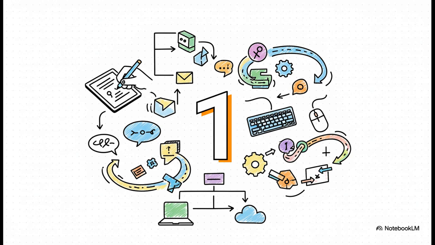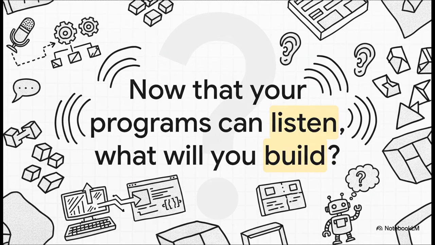This is a massive leap forward. Your code is no longer just talking to itself in a void. It's having a real conversation. This is the foundation of almost every useful app out there. So here's what I want you to take away from this. With just one simple function, input, and a couple of handy translator tools like int and float, you've unlocked a whole new dimension of programming. The question is no longer just what can I tell the computer to do, but what can I build that listens? So, what are you going to build first?